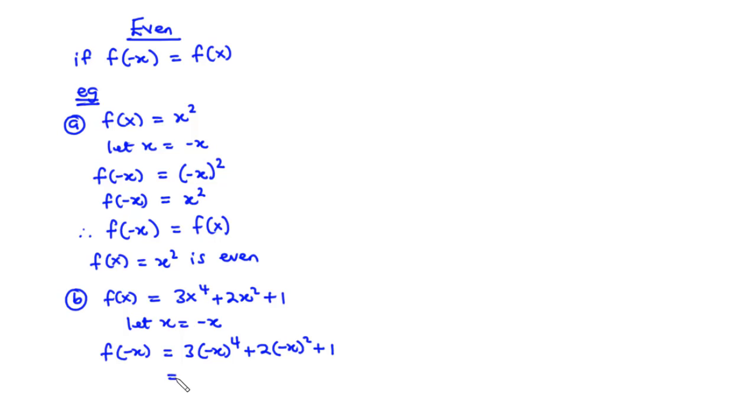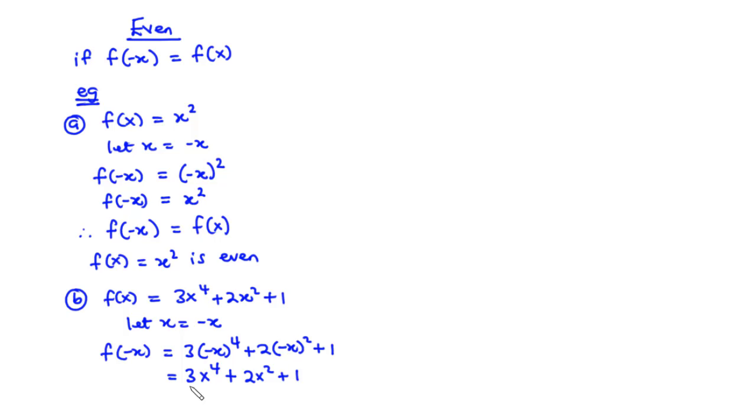Now let's simplify this. So we have 3 times negative x exponent 4, which is equal to negative x times negative x times negative x times negative x. Negative x times negative x is x squared, and then negative x times negative x is also x squared. So x squared times x squared is x exponent 4. So negative x exponent 4 becomes x exponent 4. So that is 3x exponent 4, and then plus negative x squared is x squared, so times 2, we have 2x squared plus 1.